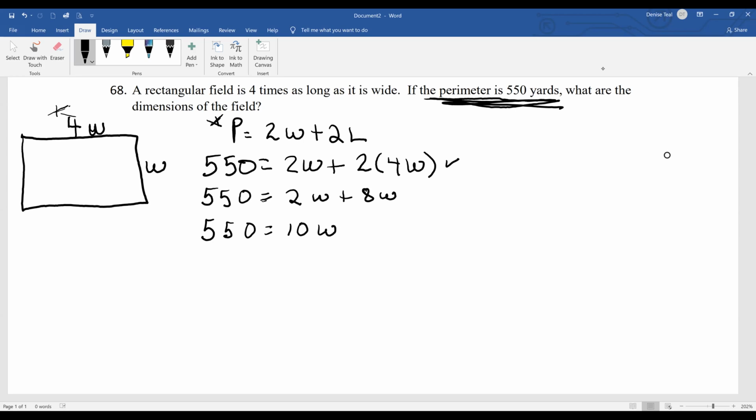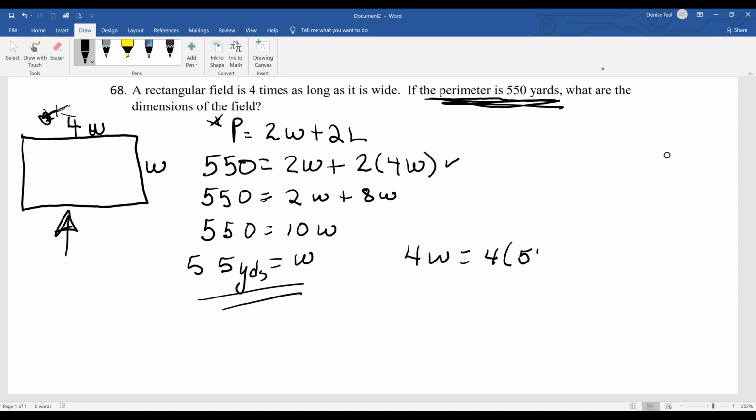So your width is going to be 55 yards. And then in order to get the length, you always want to make sure you go back to your picture. That's why this picture and this algebraic expression here is really, really important, because then you have 4W, which is the length, is 4 times 55.